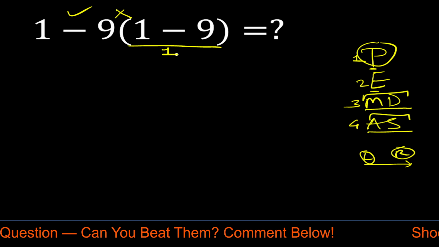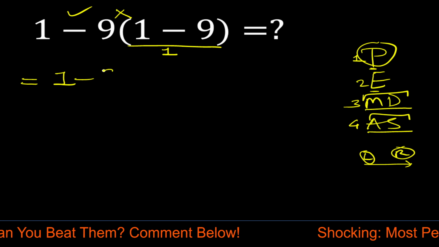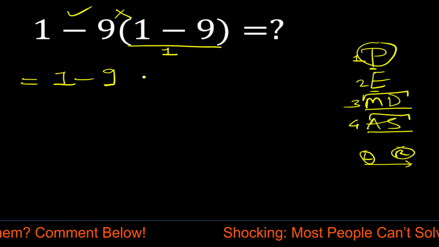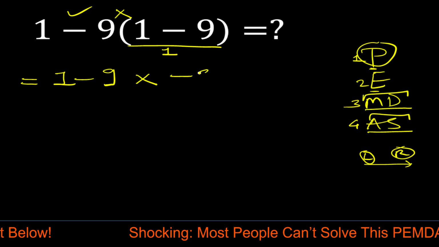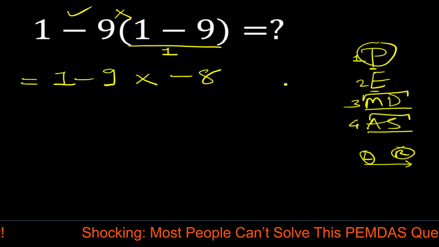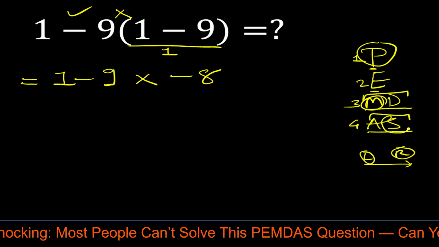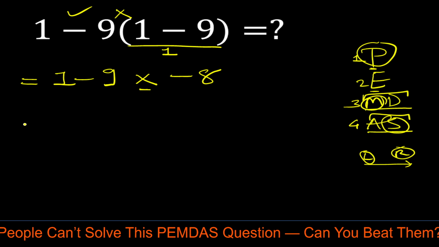So first we have to solve this parentheses, right? So now 1 minus 9. Now solve this parenthesis. 1 minus 9 is equal to minus 8, right? So times minus 8. Now according to the PEMDAS rule, first we have to solve multiplication, then we have to solve subtraction. So first we have to solve this multiplication.